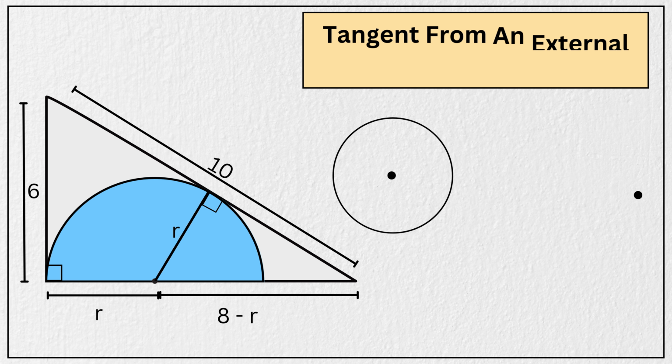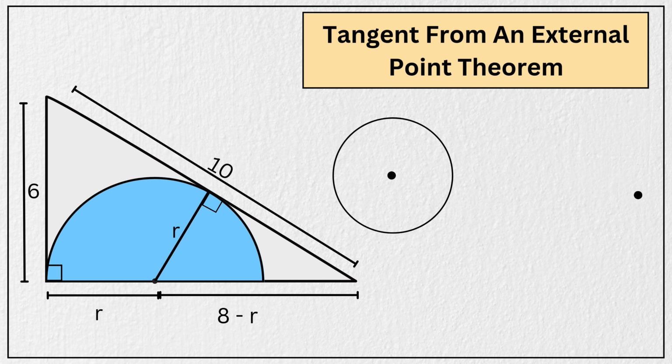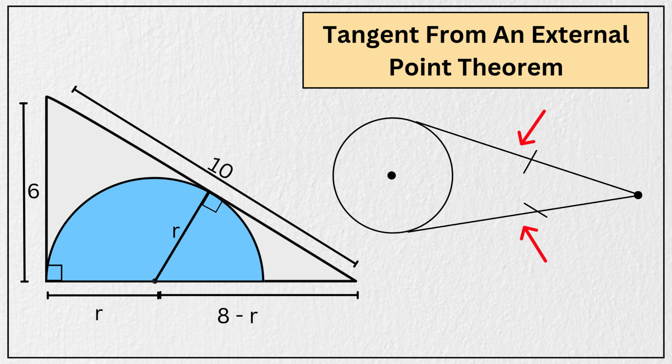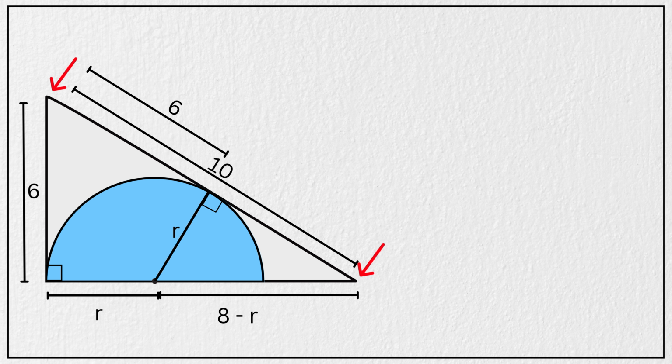So here comes the tangent from an external point theorem, which says that when tangents are drawn from a single external point to a circle, the lengths of the tangents are always equal. That means the length of this tangent is equal to the length of this tangent. Since this part is 6 units, this part must also be 6 units. Now if this full hypotenuse is 10 units, and this part of the hypotenuse is 6 units, then this remaining segment must be 10 minus 6, or 4 units, correct?